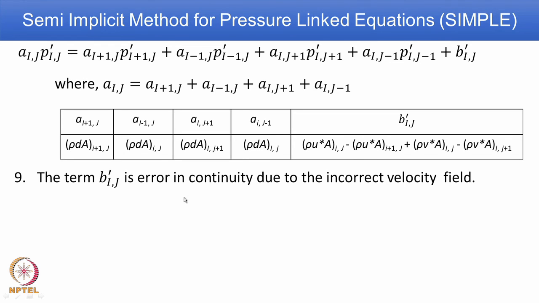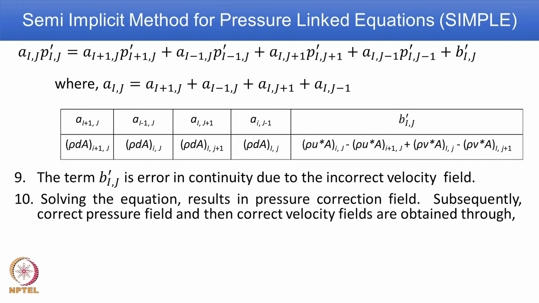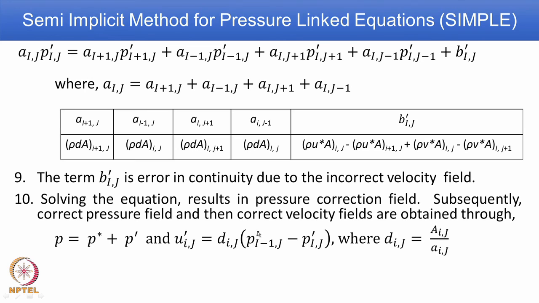The b prime is an error in the continuity which happens because you have used a guessed velocity field in the continuity equation. When you solve this equation, you get what is known as p prime, which is the correction in pressure, and we can subsequently get the correct pressure field, then velocity fields are obtained by this expression. P is equal to p star plus p prime, and u prime I comma j is as shown here, and this is repeated for the other velocity component v and at all node locations.